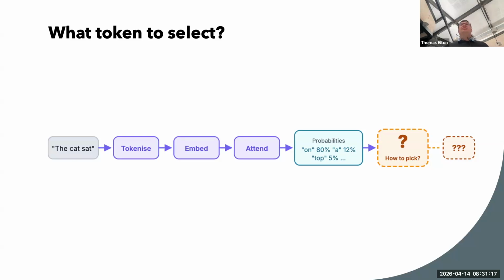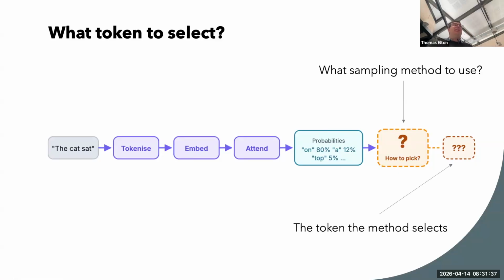You may think maybe we should just take the highest probability, but actually it turns out that this might not be the best option. So what we're going to be talking about is what sampling method to use. In other words, the sampling method is how do we choose our next token from these probabilities? And depending on what sampling method we use, we will select a different token. So what comes after is the token this sampling method chooses or selects.